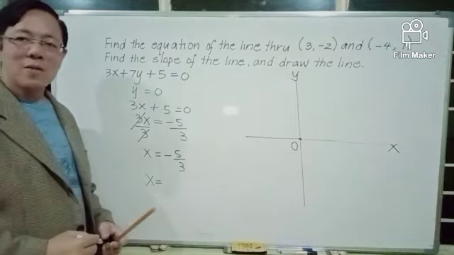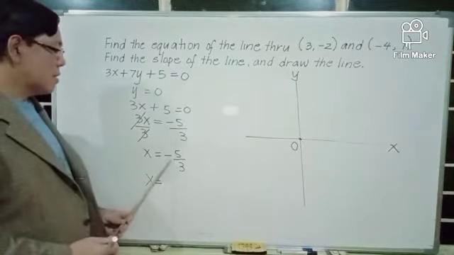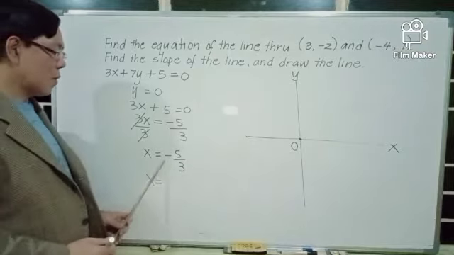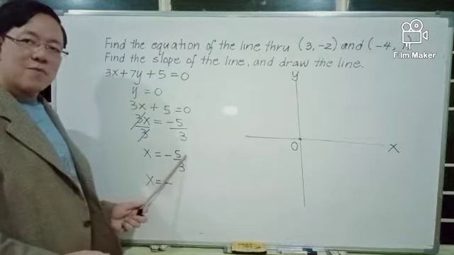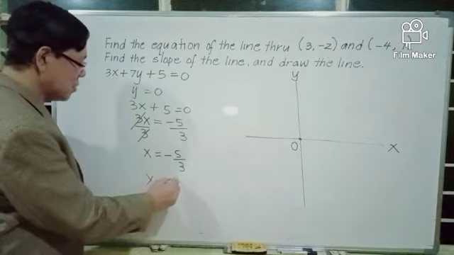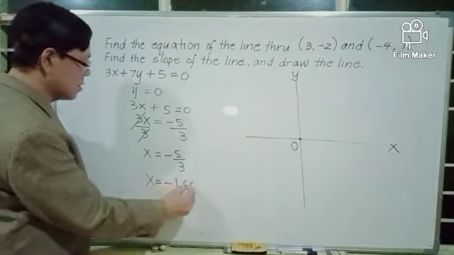Now, using your calculator, you divide -5 by 3, or divide 5 by 3, you should get 1.666.